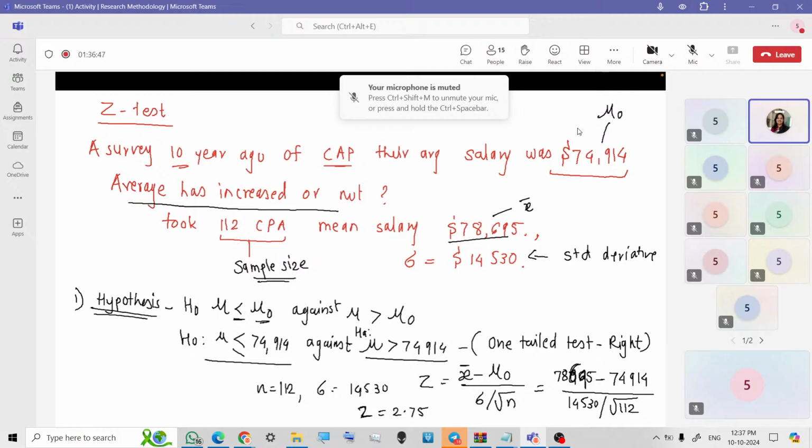So what is my null hypothesis in this case? What I wanted to see is whether my average has increased or not. So mu greater than 74,914 is the alternative hypothesis, against the hypothesis that mu is equal to 74,914, which is my null.